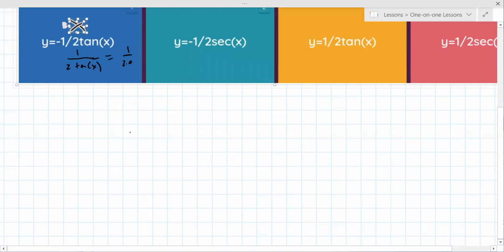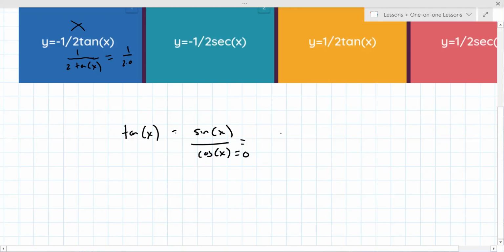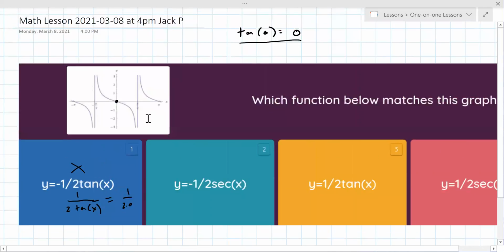So these aren't right. Tangent of x is sine x over cosine x, and we have to figure out where the bottom is equal to 0. Cosine is equal to 0 at, if we graph it, it comes down, comes back up here and here. That's pi over 2 and 3 pi over 2. So the tangent graph has an asymptote at pi over 2 and 3 pi over 2, and that's what they're showing here.